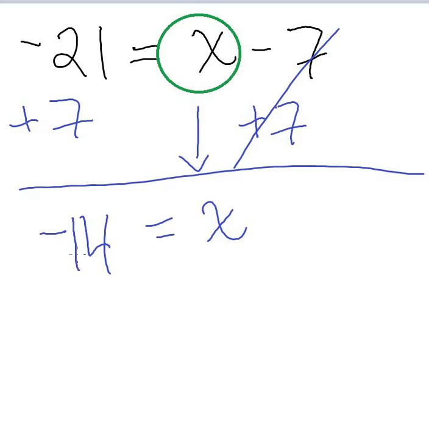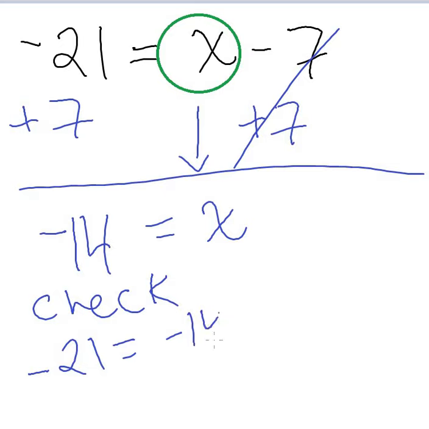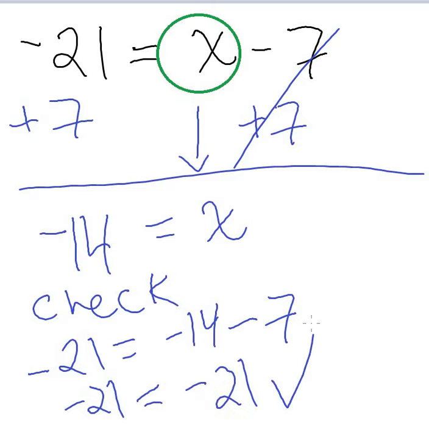Now I'm going to do my check. I'm going to write negative 21 equals negative 14 minus 7. And I got negative 21 equals negative 21. Do the check, actually check to see if it equals negative 21. And if it does, that's great.